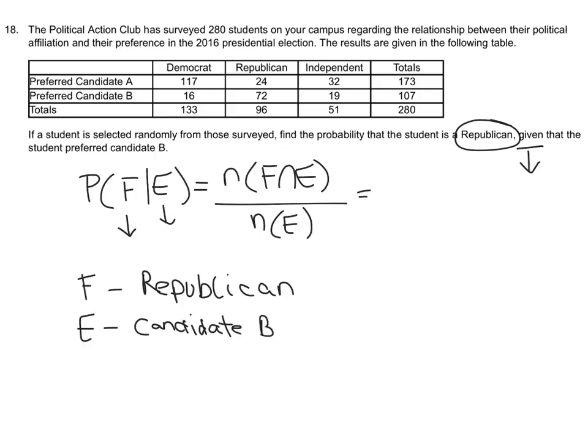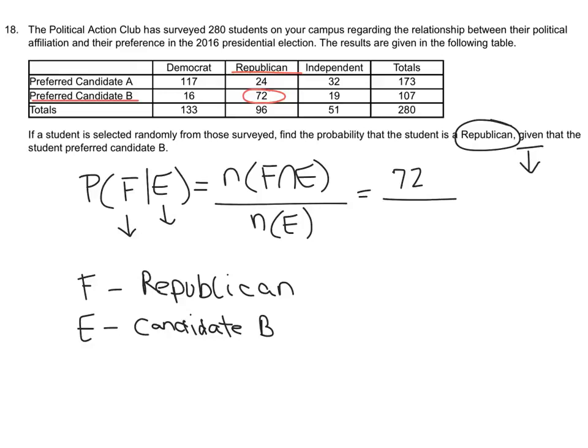First, I want to identify my numerator, and that's the intersection of the two events. That means that I want to find the number of students that are Republican and prefer candidate B. So I'll go to my chart and look at the candidate B row and the Republican column. The number that corresponds with Republican and prefers candidate B is 72. So 72 is our numerator.